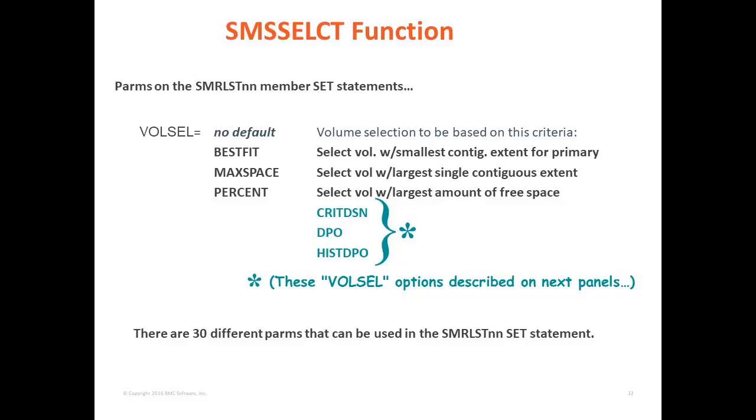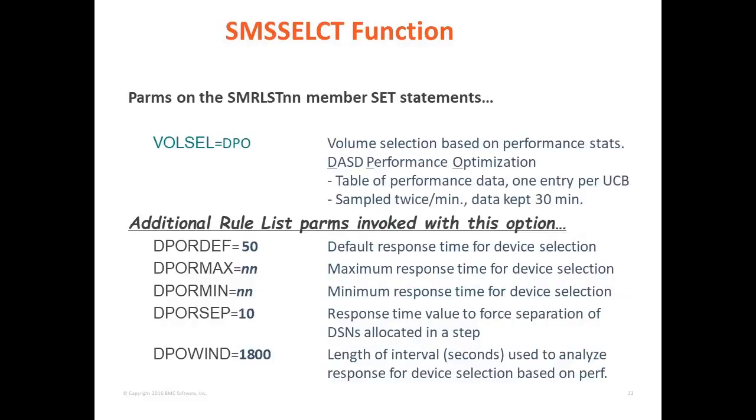Best fit will select the volume with the smallest contiguous extent. The thinking is that volumes with small segments of contiguous space will get used for small allocations to prevent fragmentation. Max space is used for large datasets, again using the large contiguous chunks of space based on space requested. Percent selects the volume with the largest percentage of free space.